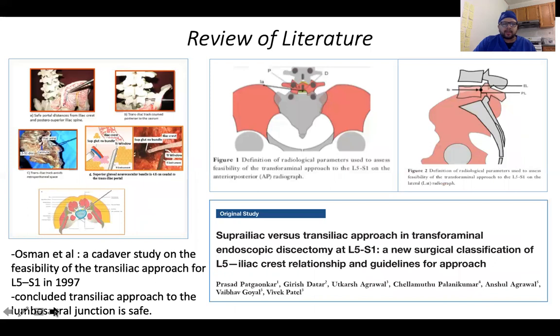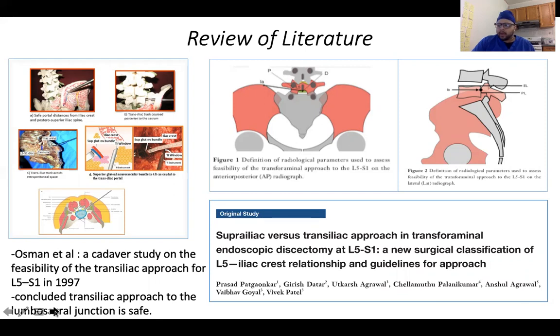The feasibility of the transiliac approach for the L5S1 disc was first studied by Osman et al. in a cadaver in 1997. The authors concluded that the transiliac approach to the lumbosacral junction is safe, and they then replicated the findings of this cadaver study in 15 patients in a clinical study.